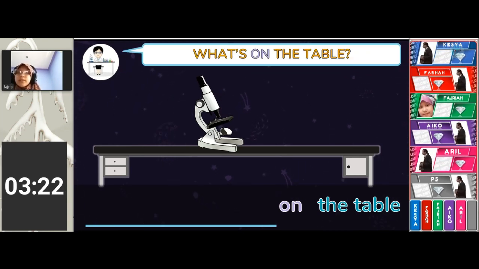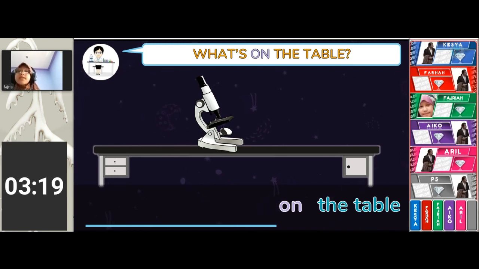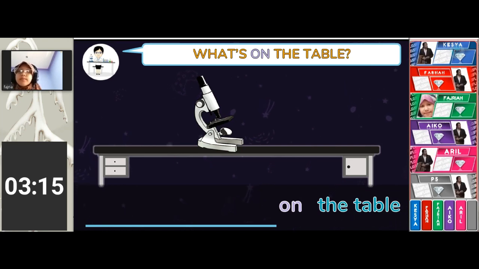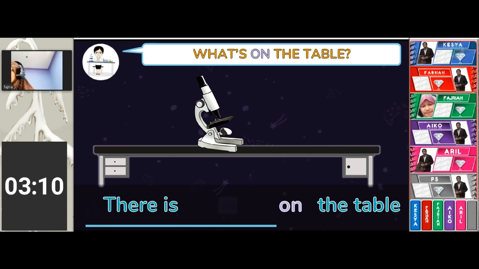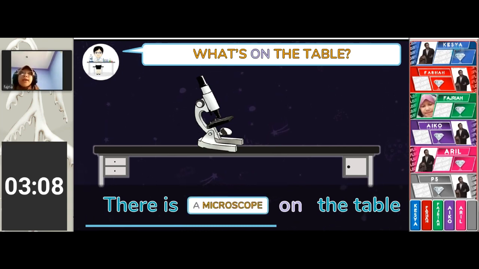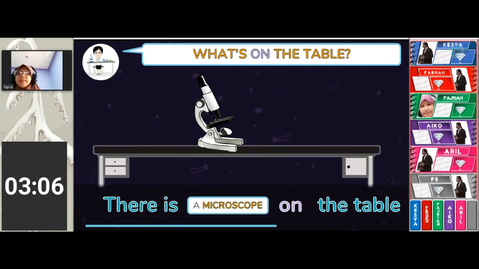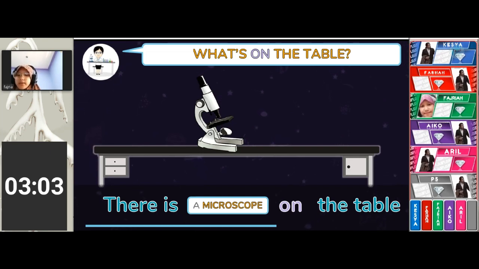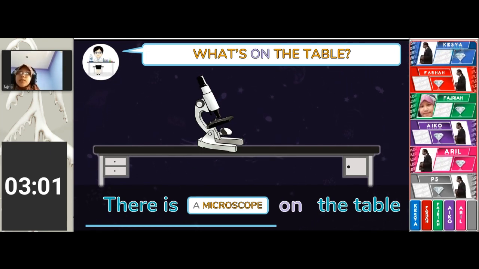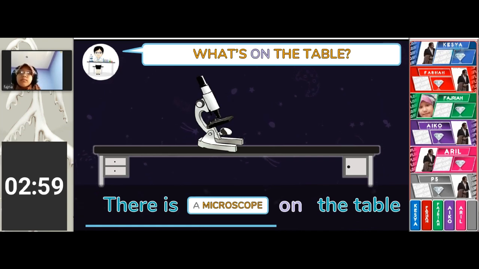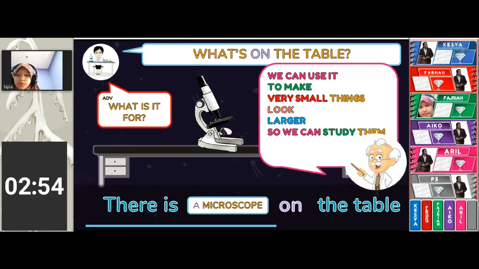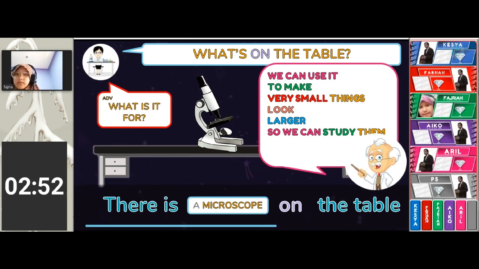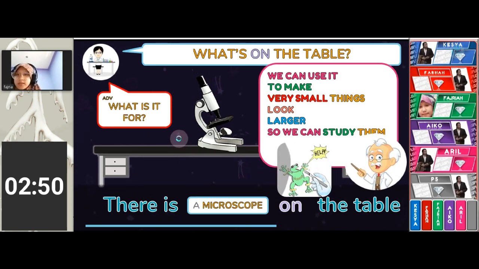What's on the table? There is a microscope on the table. What is it for? We can use it to make very small things look larger, like COVID, and study them.